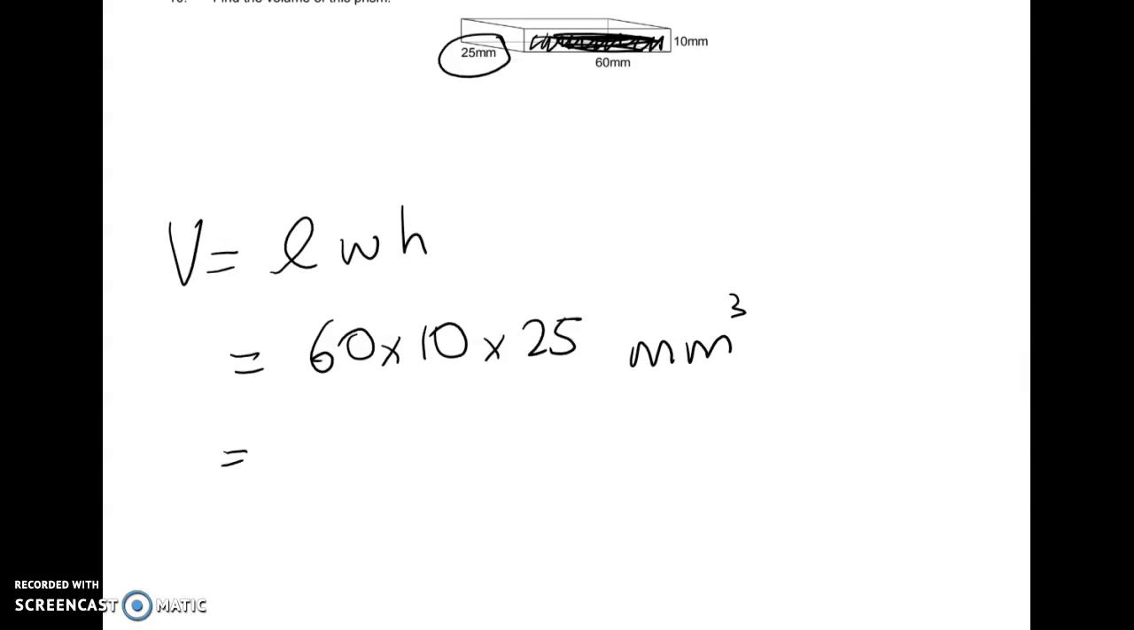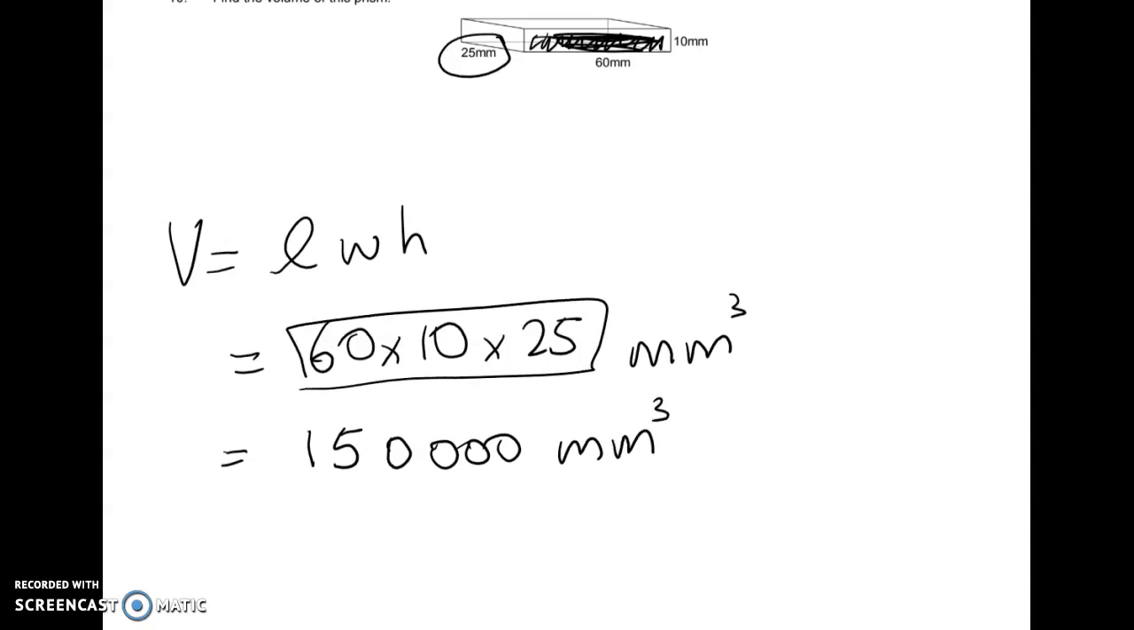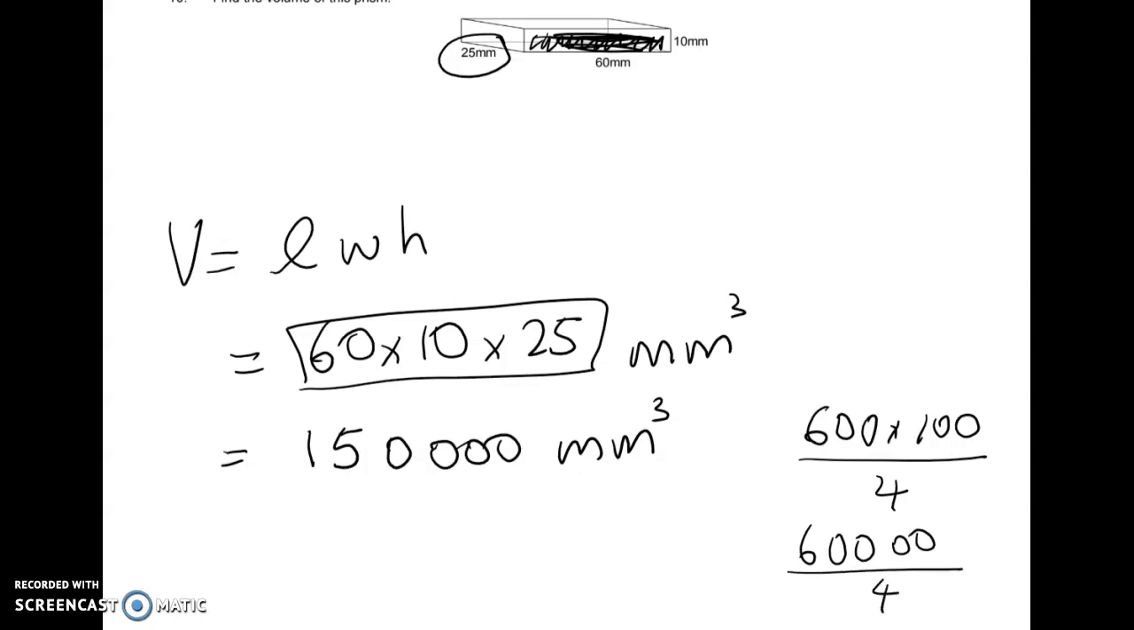So when we put that together, we get 600 times 25, which is 150,000 millimeters cubed, I think. Let me just check that. So I'm going to check it without a calculator. If it were, so it's going to be 600 times 100 divided by 4. So let's see how many zeros I get. 1, 2, 3, 4 over 4. Yep. So I think something's gone wrong with that. I don't think it is 150,000 millimeters cubed, is it?